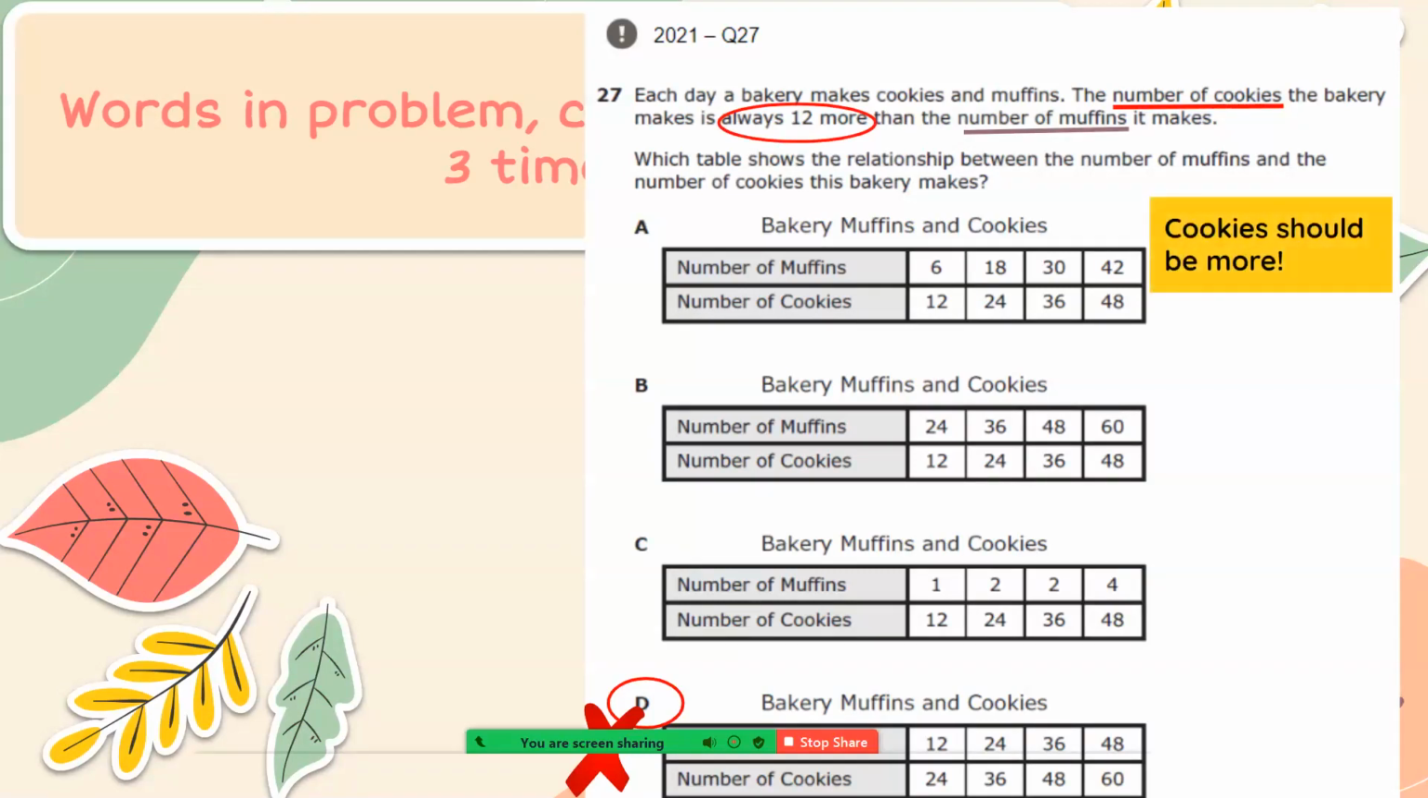We really have to go through this think aloud process with our students. What makes the most sense? Obviously, if the cookies have more, we need to make sure that the table has the cookies having more, right? So we right away know B's not right. Then we know that it's 12 more cookies than muffins, right? So that means if I have 6 muffins, then I should have 6 plus 12 to give me the number of cookies. Well, I know 6 plus 6 gives me 12. See how they use that little distractor though? So that can't be our answer.